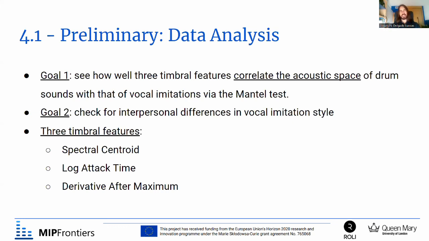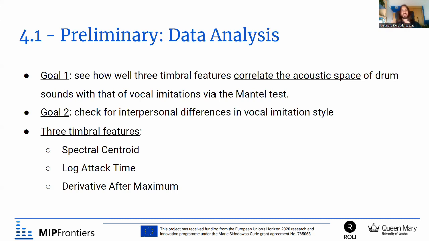The three timbral features that we explored were the spectral centroid, which has to do with the ratio of lower and higher frequencies of the spectrum of the sounds. Also the log attack time, which is the time that it takes from the onset to the maximum amplitude point of the sound, and also the derivative after maximum, that is the slope from that maximum point of the sound to the lowest. So it's the slope of the decay to when the sound finishes, basically.